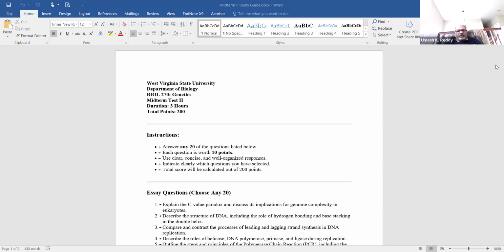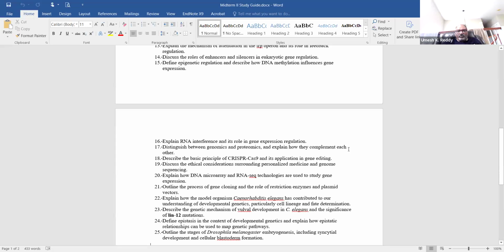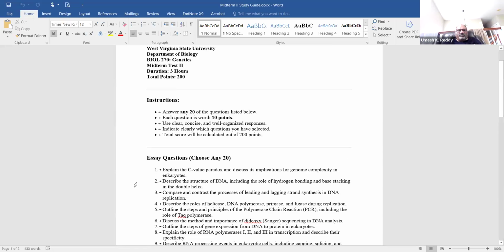So, okay, in this test also there are 35 questions. There is a wide choice to select the question that you can answer. So that is 25 questions. So the first question is the C-value paradox in the eukaryotes.